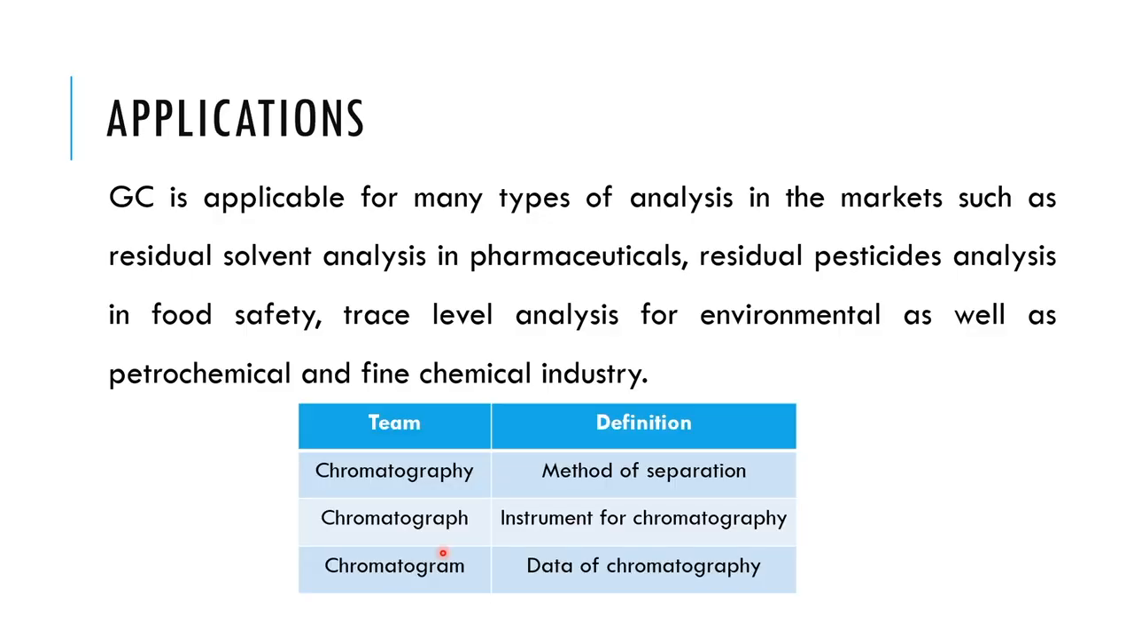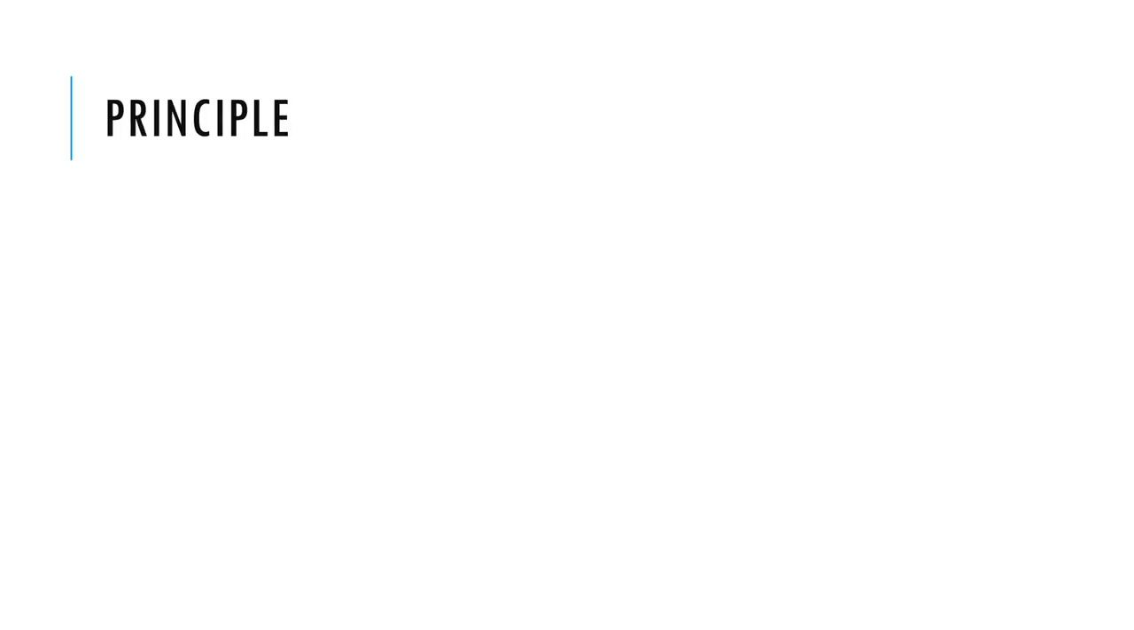Next, we will differentiate between the terms chromatography, chromatogram and chromatograph. So what is chromatography? Chromatography is a method of separation. A chromatograph is an instrument which is used to analyze and detect, and a chromatogram is a graph. So a chromatogram is a graph, a chromatograph is an instrument, and chromatography is a technique. So what are the other chromatography techniques which we know? We know thin layer chromatography, liquid chromatography, and also ion selective chromatography, and many more.